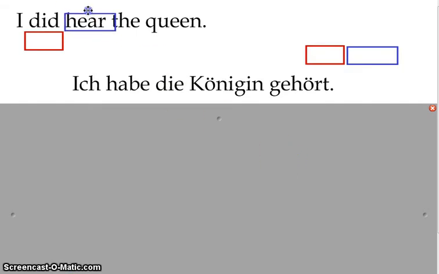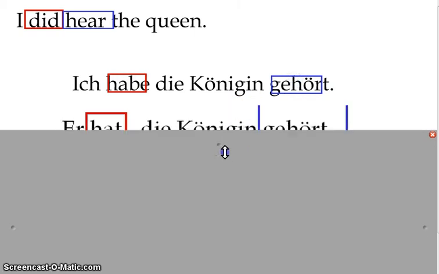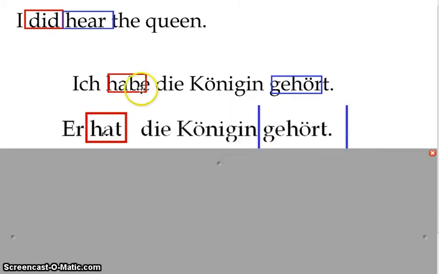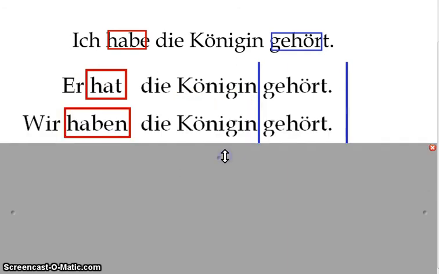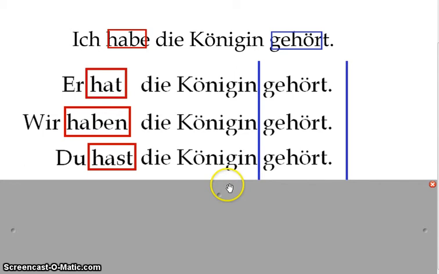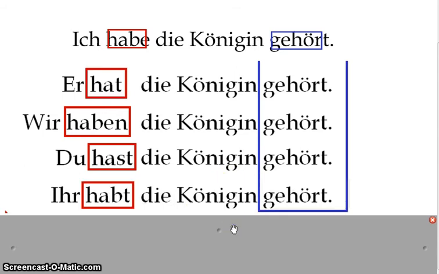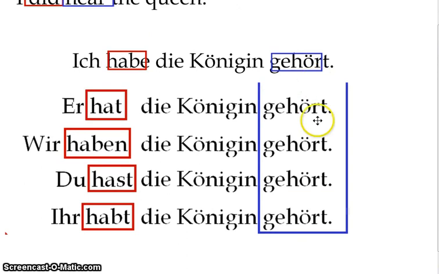To say I did hear the Queen, you would say ich habe die Königin gehört. Because you're conjugating the haben, to say she, hat die Königin gehört. Wir haben die Königin gehört. Du hast die Königin gehört. Ihr habt die Königin gehört. So we always have the past participle at the end, and we conjugate haben to go with the subject of the sentence.